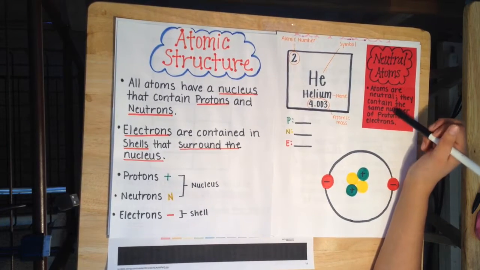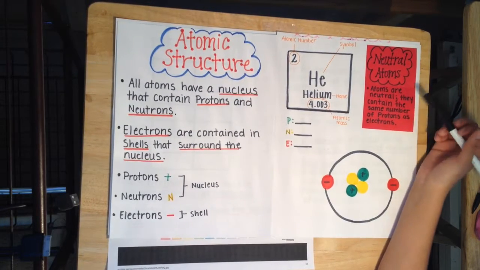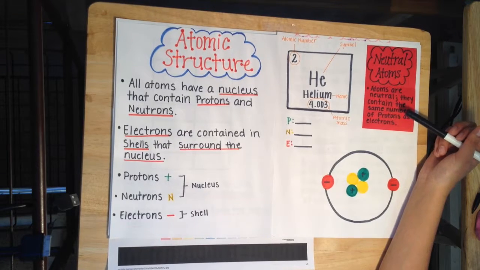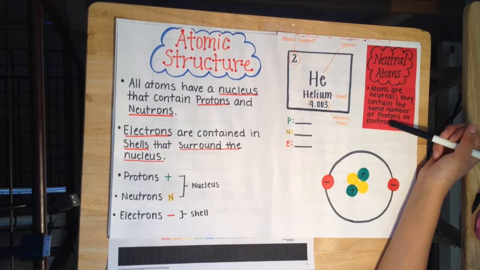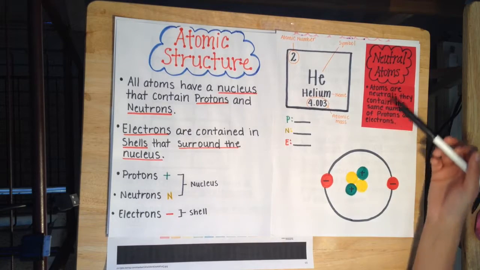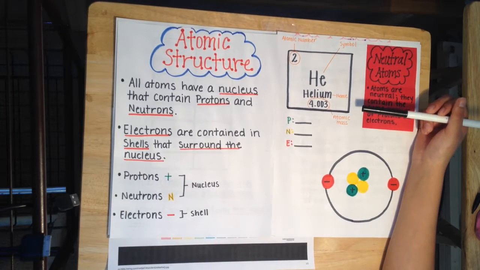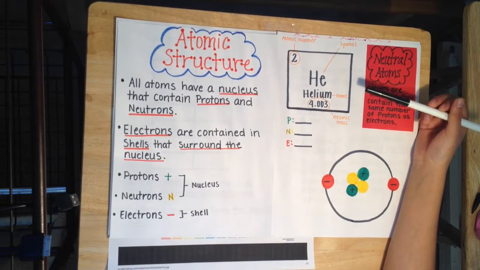Today we're only going to be focusing on neutral atoms. Neutral atoms are those that contain the same number of protons as electrons. Okay, so let's learn how to identify components of an element in the periodic table.